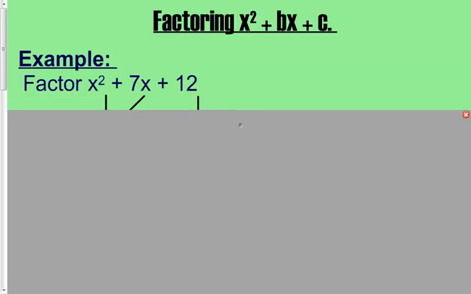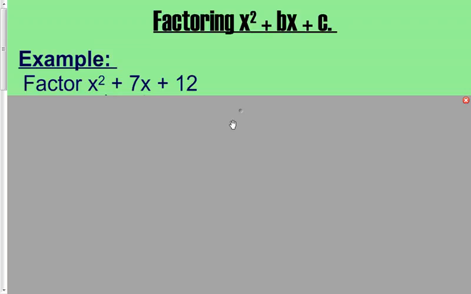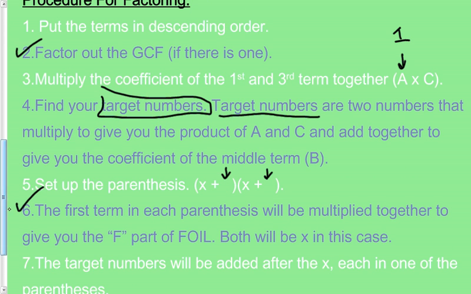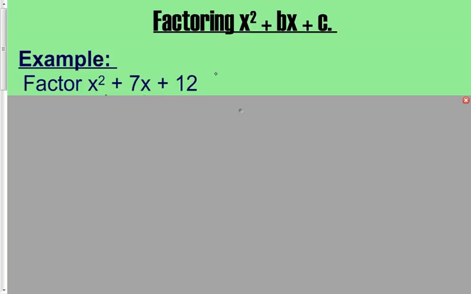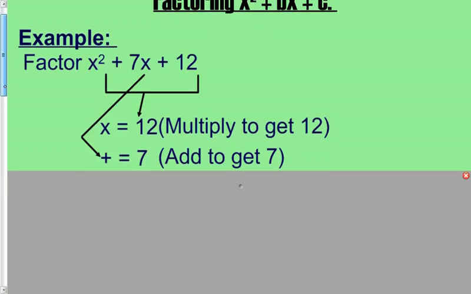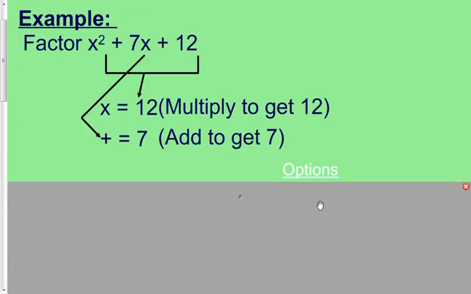So let's say you have the example x squared plus 7x plus 12. Well, it's already in descending order. There's nothing we can factor out, so we're already down to step 3. And step 3 told us to multiply the coefficient of the first and the third numbers together. So it's going to be 1 times the c value. Our c value is 12, so 1 times c is 12. So we want something that multiplies to equal 12 and adds to equal 7. So that's what I have right here. That's what we're looking for. Those are going to be our target numbers. All right? So here's our options.